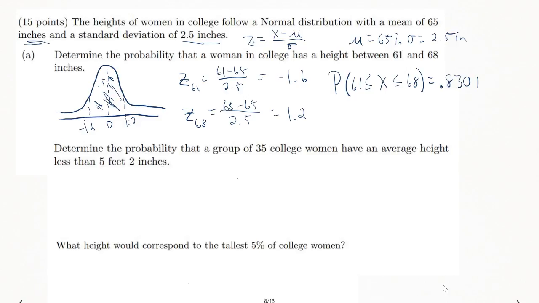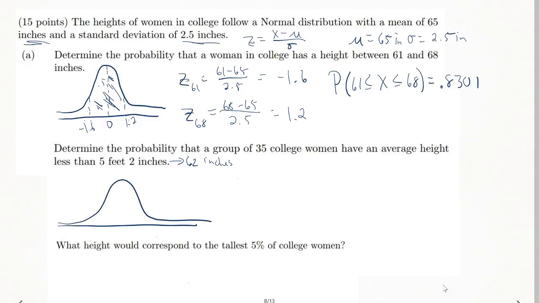Determine the probability that a group of 35 college women have an average height of less than 5 feet 2 inches. So there's a little trick going on here. 5 feet 2 inches, notice that's not in inches overall, so that is 5 times 12 is 60 plus an extra 2, so this is 62 inches. Okay, so what's happening is when we look at our normal distribution, don't let your eyes fool you, that is a perfect normal distribution, just like what I just drew there was a perfect straight line. We get 65, and then we have 62 hanging out right here. We're shading less than that height, so we're shading this way.